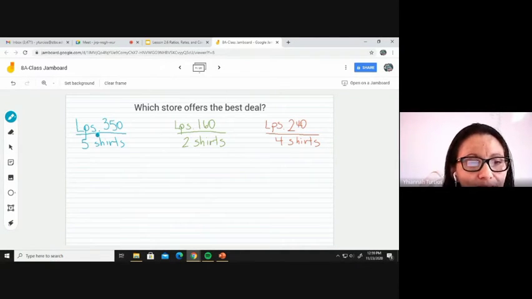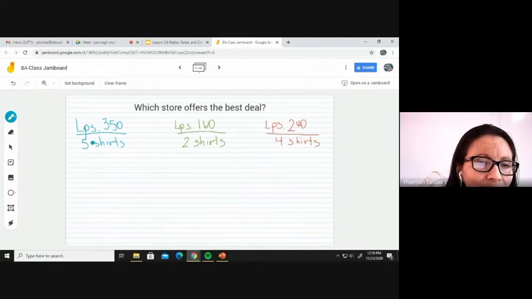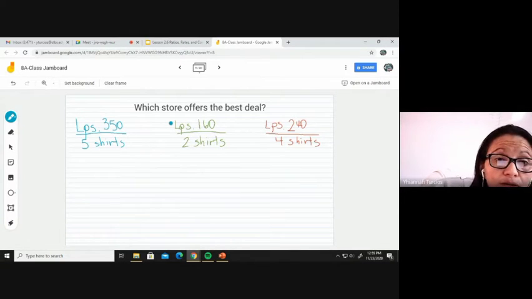Today we're going to use an example using lempiras. Let's say this store will give you 5 shirts for 350 lempiras. This one will have 160 lempiras. They will give you 2 shirts, and in this one, 240, they will give you 4 shirts. Which one will be the best deal? To find which one will be the best deal, it's better to find the unit rate, okay?